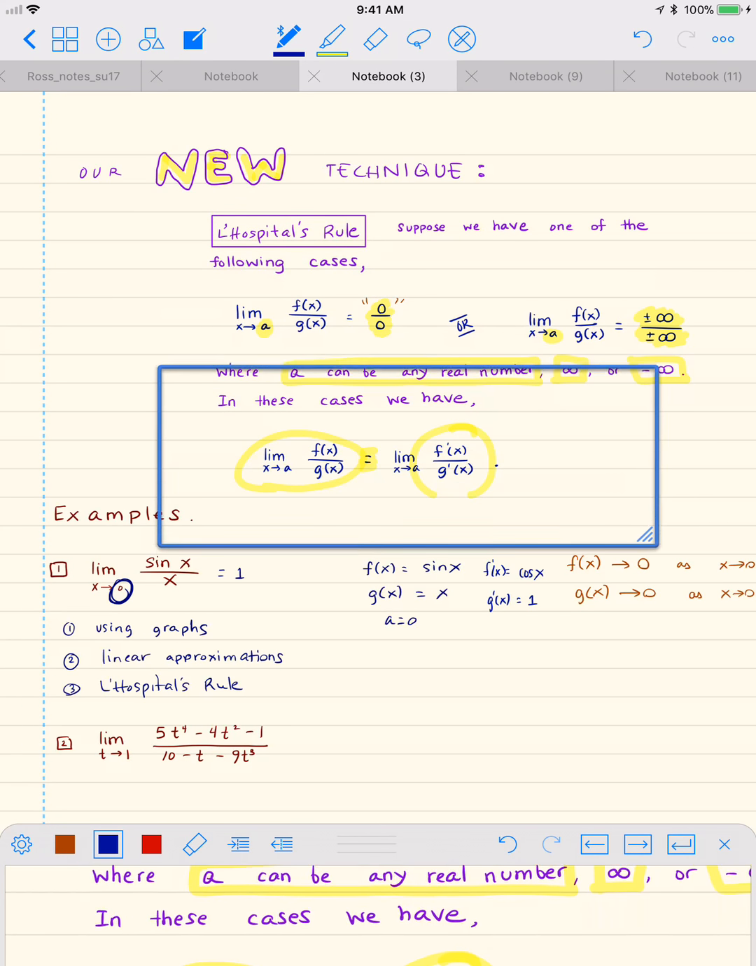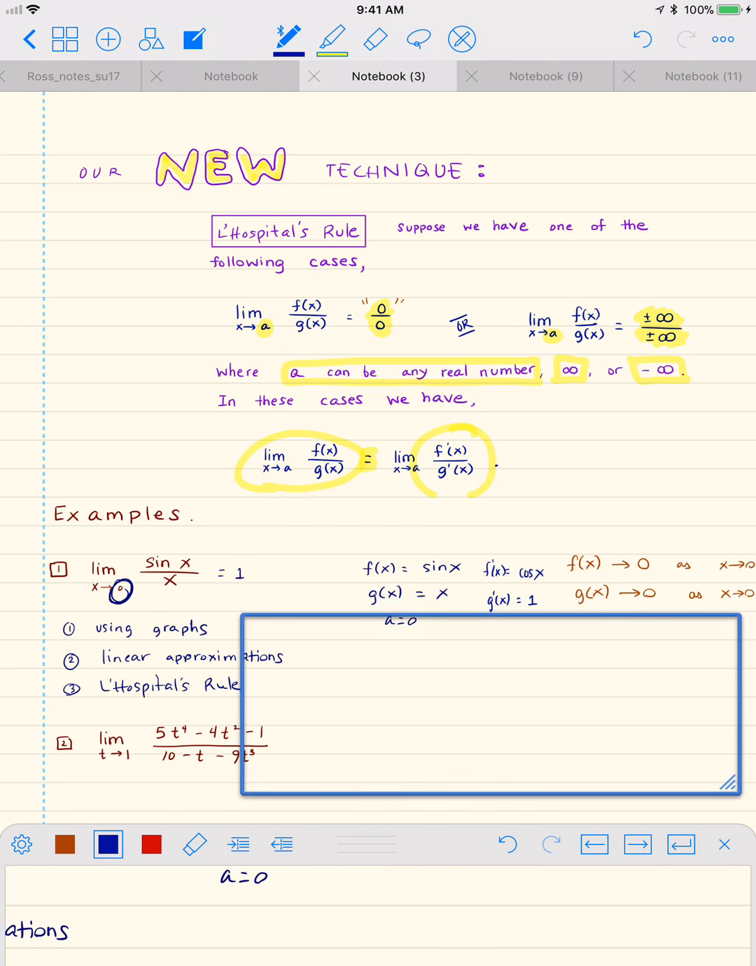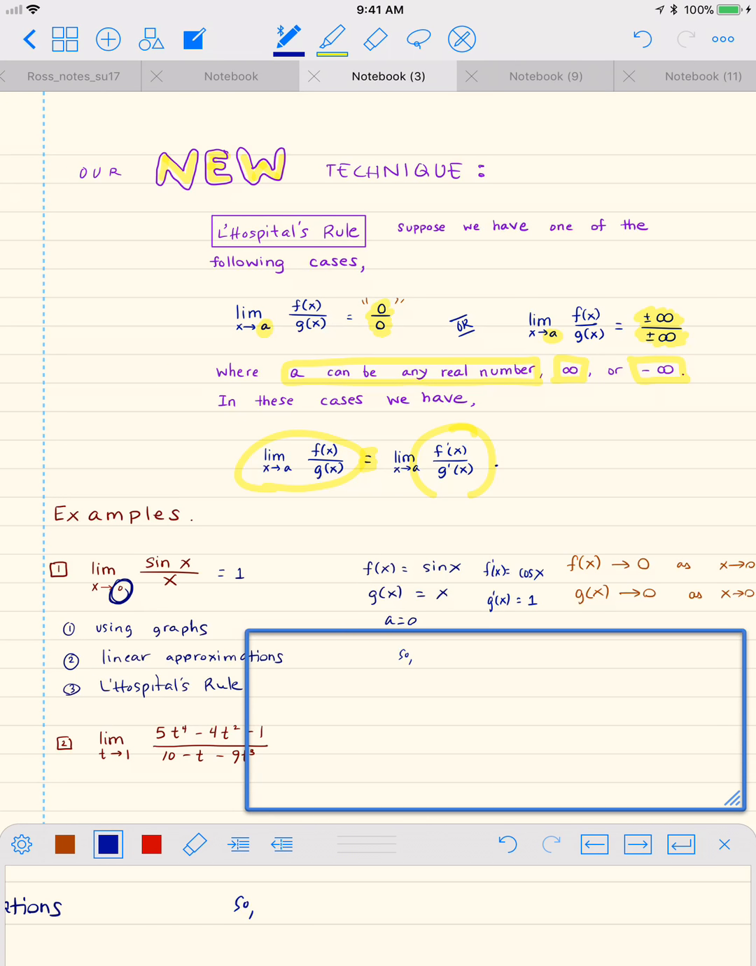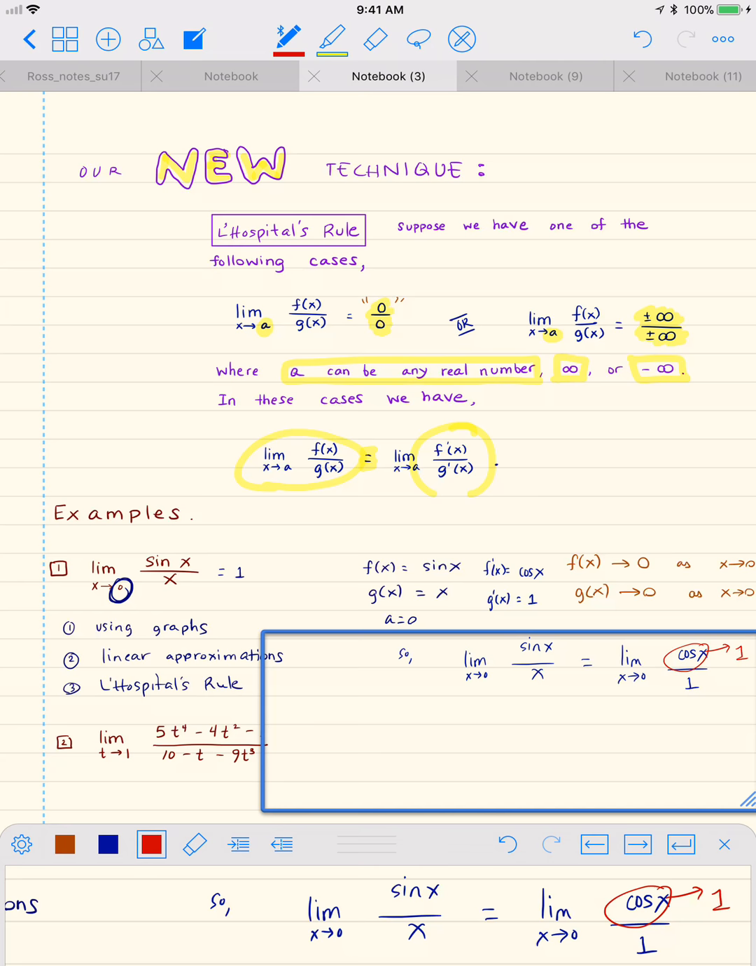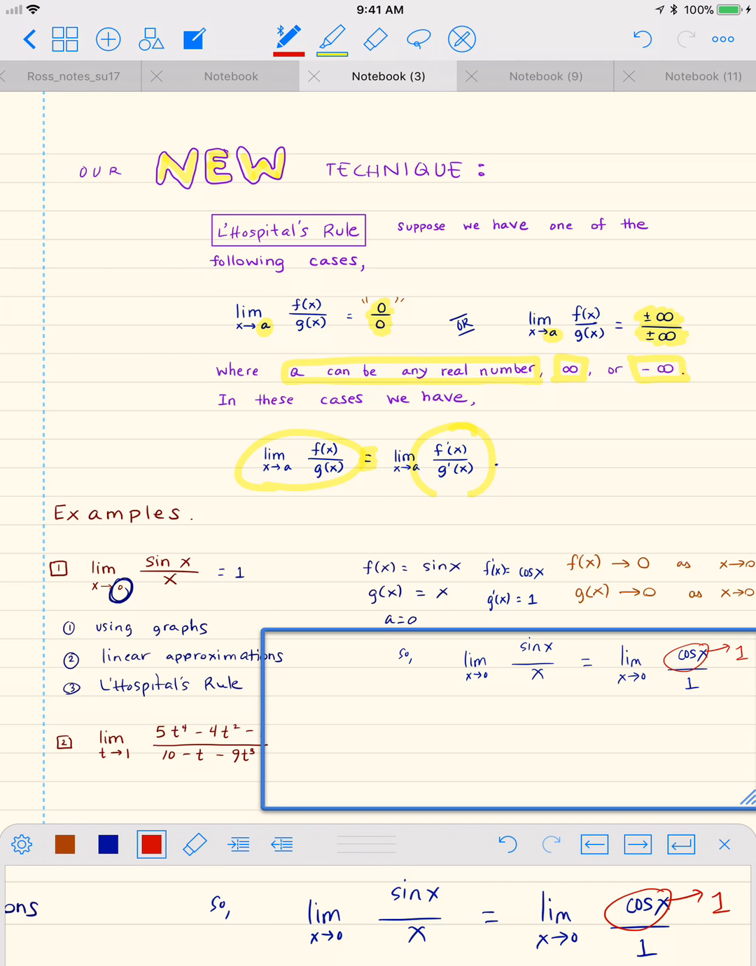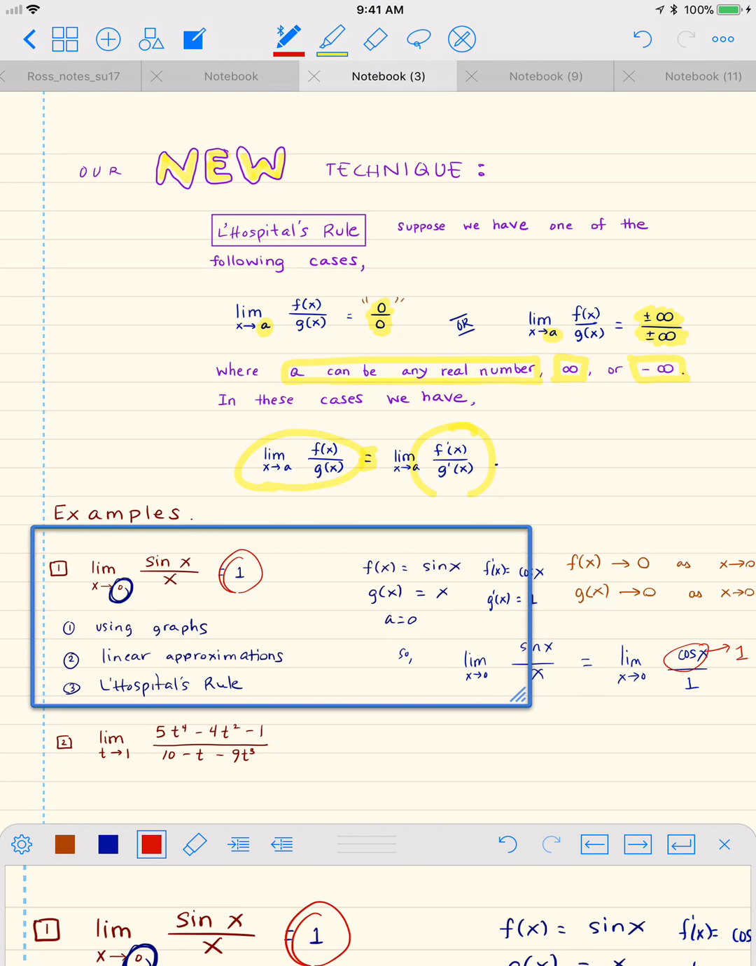So L'Hopital's rule says that the limit as x approaches 0 of sine x over x is the same as the limit as x approaches 0 of cosine x over 1. Okay, and now we can say, what's the limit as x approaches 0 of cosine x? Well, cosine x goes to 1, so this is going to go to 1 as x goes to 0. So this limit must be equal to 1 over 1, which is equal to 1. So that's how we get this one.